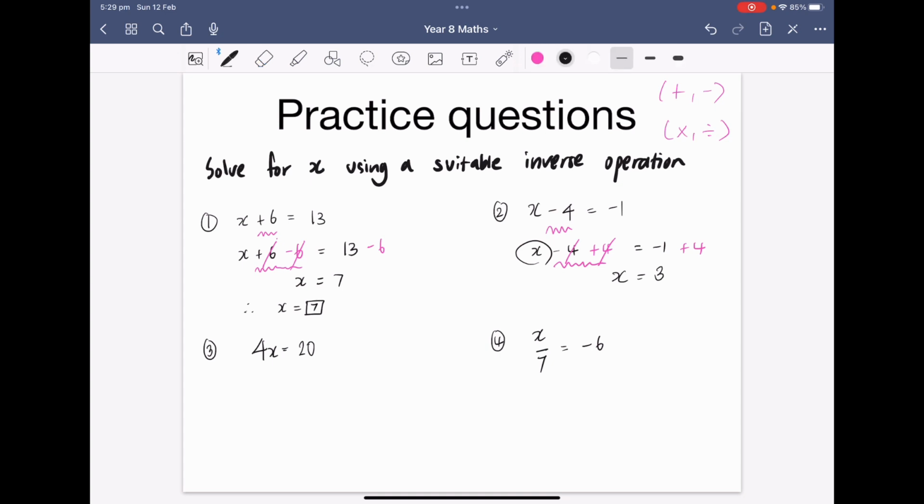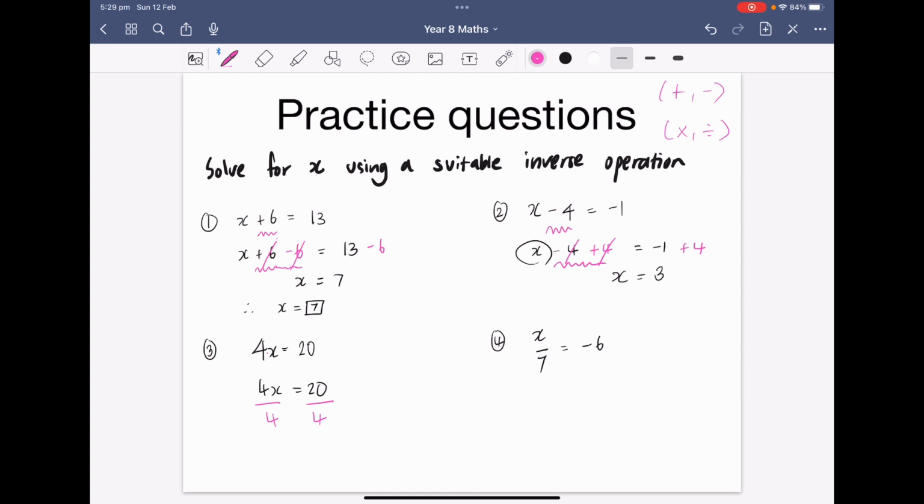We have 4x equals 20. What does 4x mean? 4x means 4 times x. So what's the inverse of times by 4? It's divide by 4. So I would write 4x equals 20, and I need to divide both sides by 4.